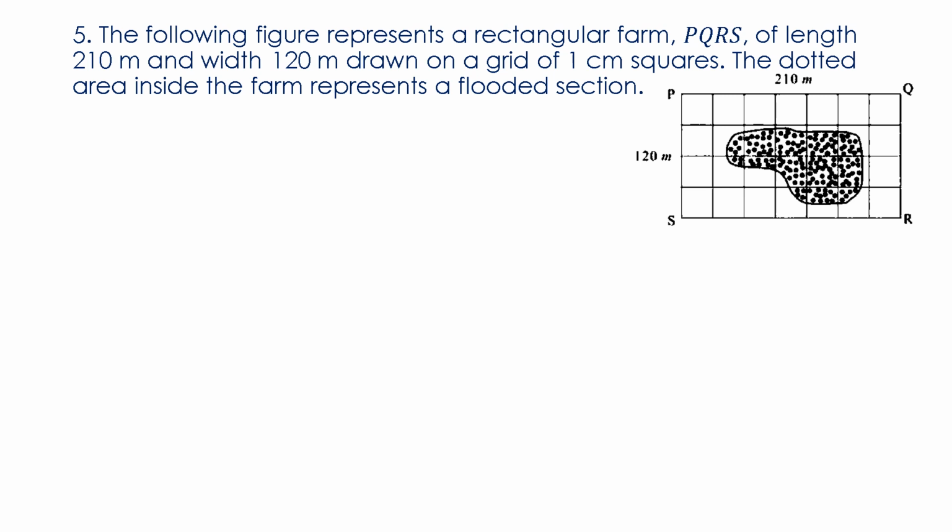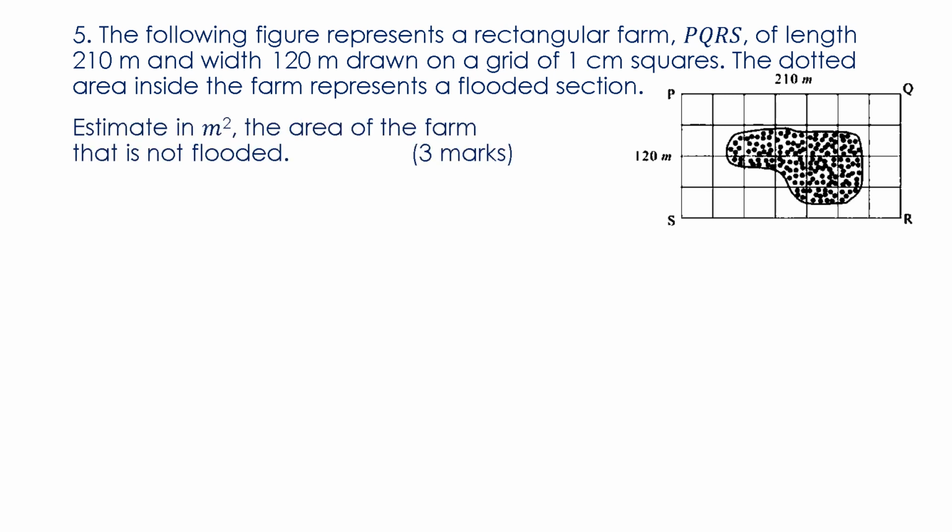You can see from the figure, PQRS, we are told it is a farm. It is measuring 210 by 120 meters. Then it is drawn on a grid of 1 centimeter squares, say on your graph book. Then the dotted area inside is a flooded section in this farm.